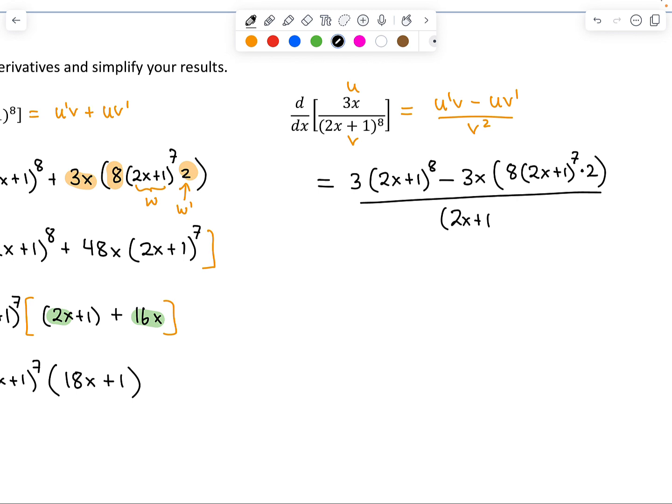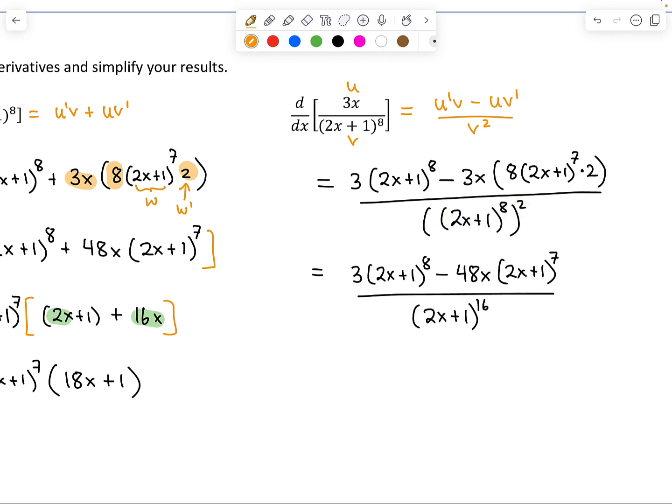Well, v is already (2x plus 1) to the 8th, and then I need to square that. Okay, we're going to simplify a little bit in a very similar manner to what we just did with the product rule. This first term I'll leave alone for now. This 3x, 8, and 2 can multiply to, once again, 48x, and this is subtraction this time. Here, when you have a base to a power and you raise again to another power, the two powers multiply. So we would now have 16 as the exponent.